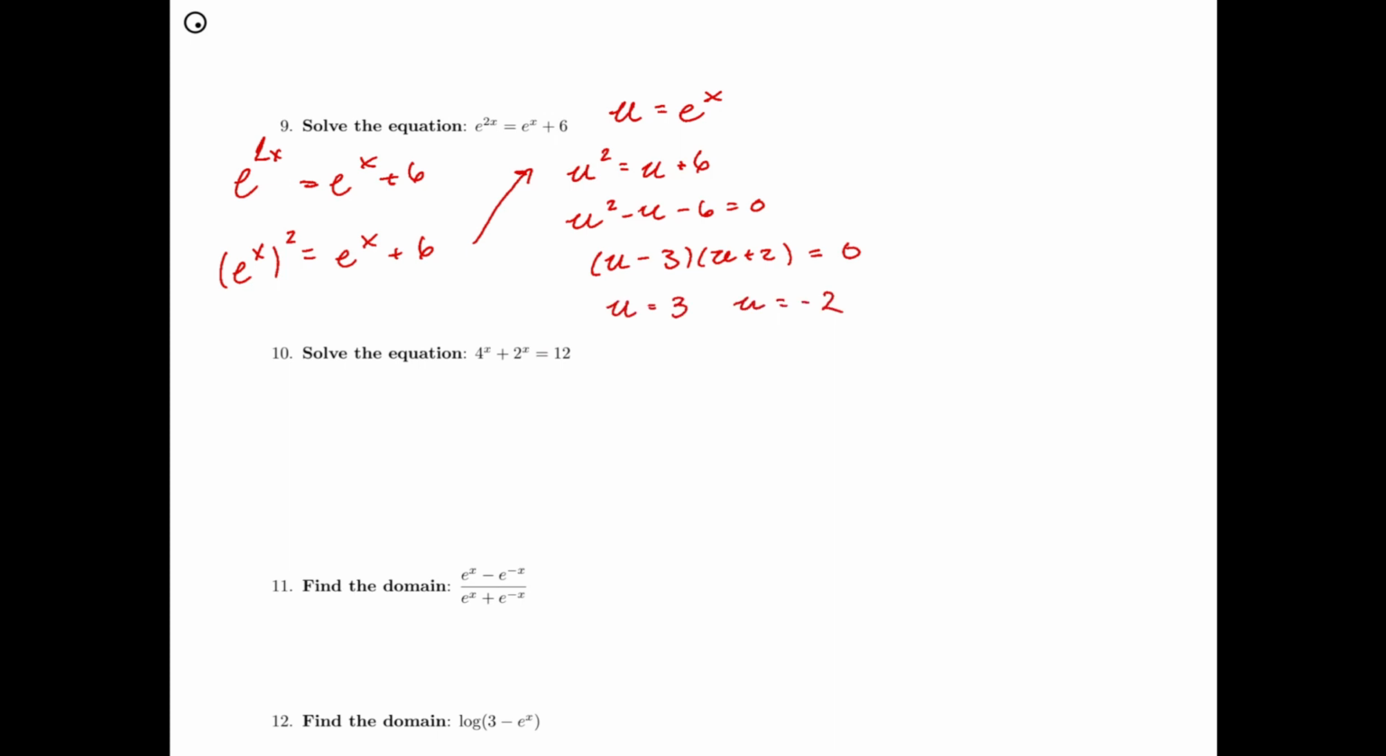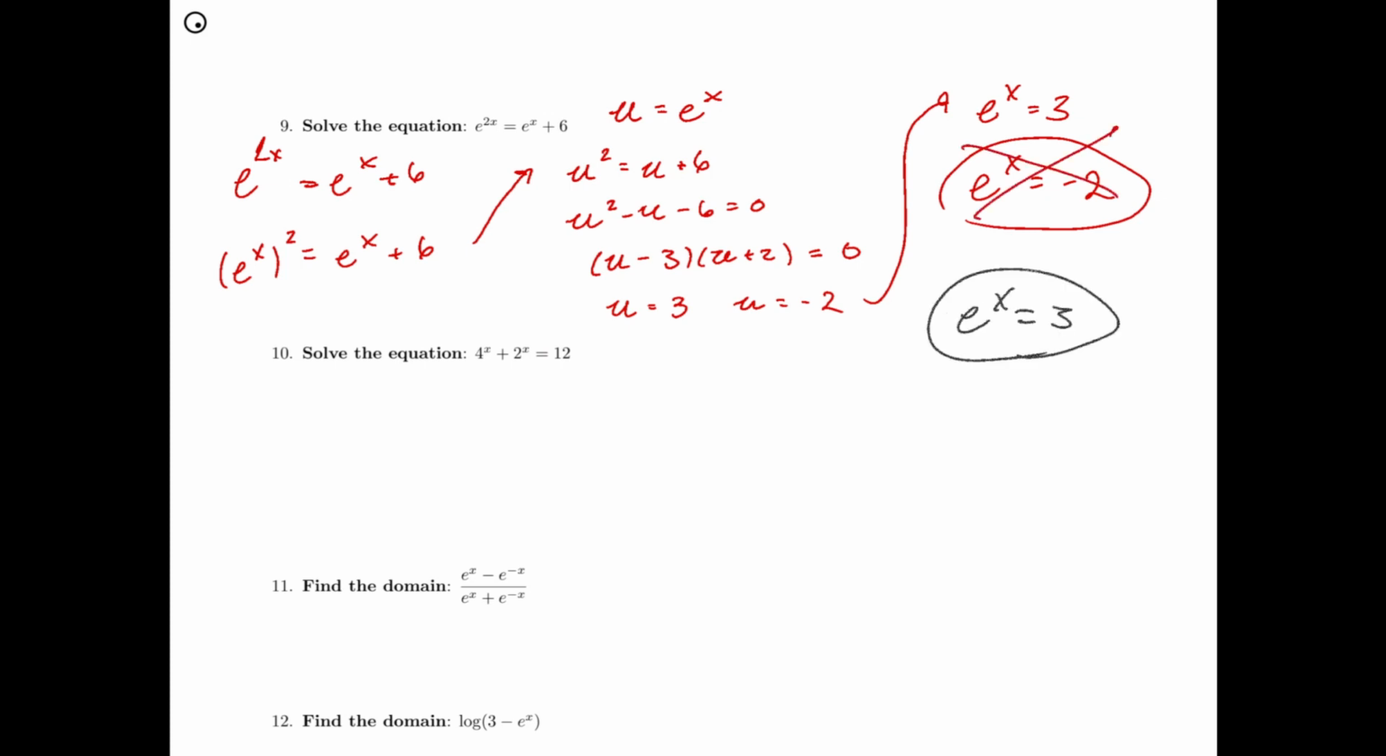But remember, now that I've isolated u, I want to bring that back in to e to the x. And so what we get now is that e to the x equals 3 and e to the x equals negative 2. And if you remember all the way back at the start of the video, I mentioned how this doesn't make sense, right? I can't have an exponential equaling a negative. It was actually incorrect, and our only valid answer is e to the x equals 3, right? Because I can't have a negative as an exponent. Okay.